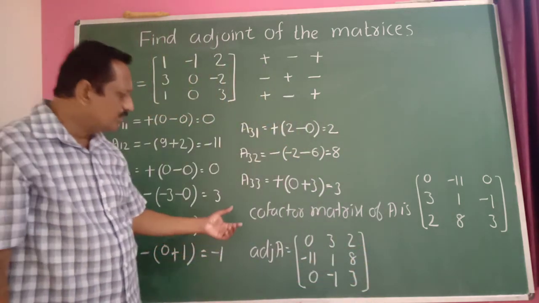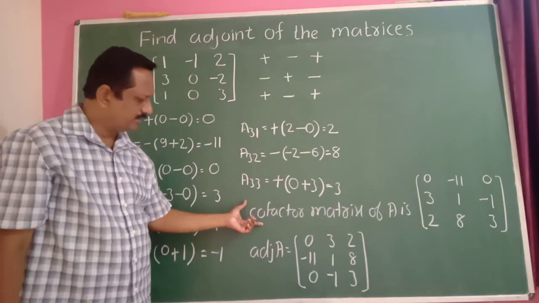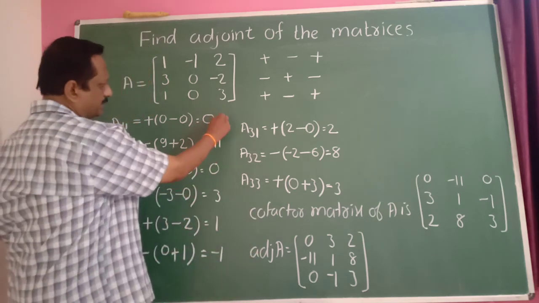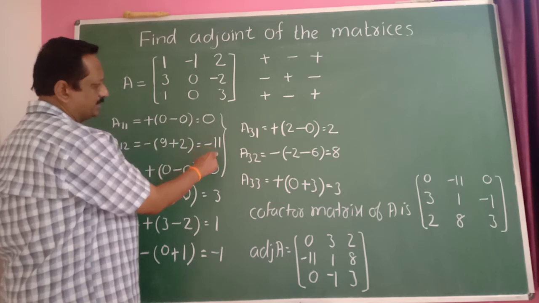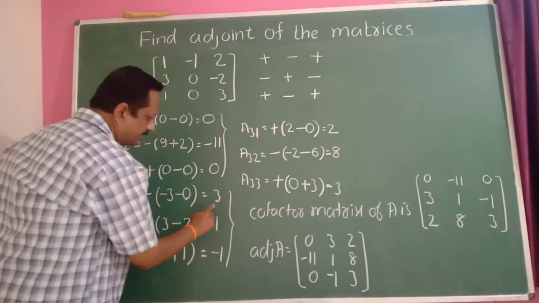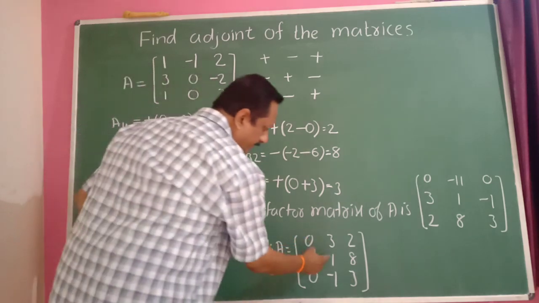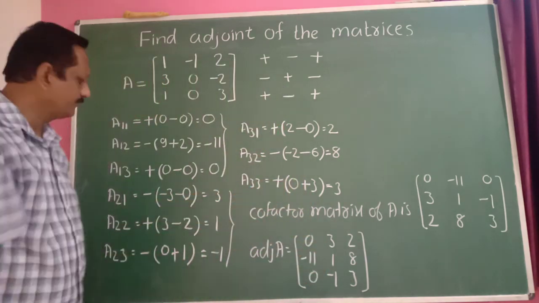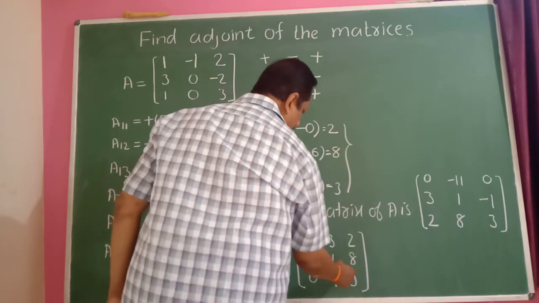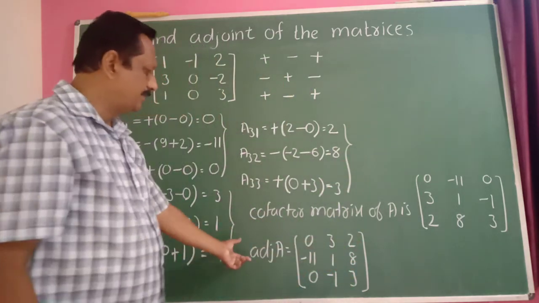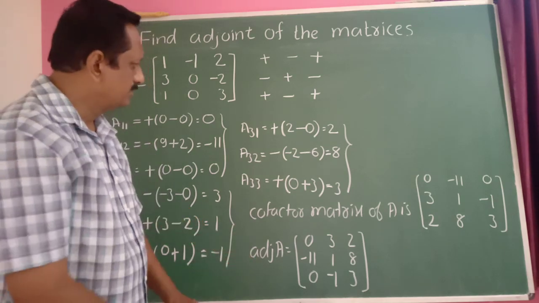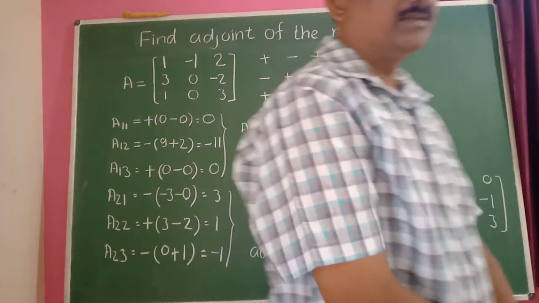It is not necessary to write this step. You can directly write this matrix. Just observe: write 0, minus 7, 0 in the first column. Then 3, 1, minus 1 in the second column. Then 2, 8, 3 in the third column. That becomes the adjoint of the matrix. So the method is very important here. Remember it.